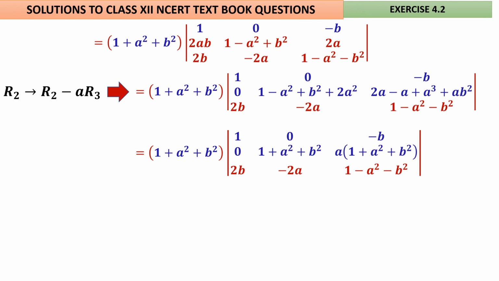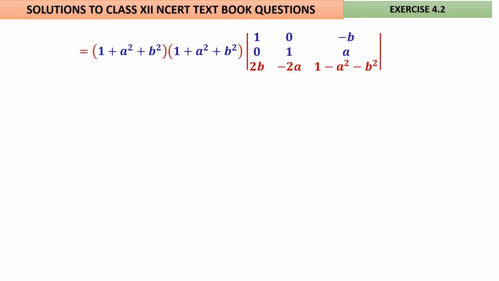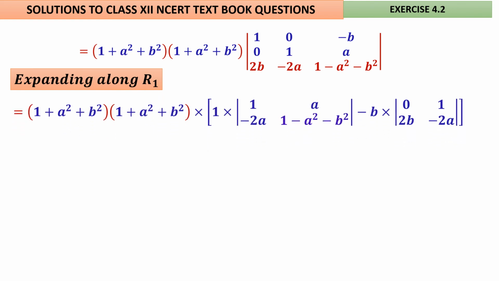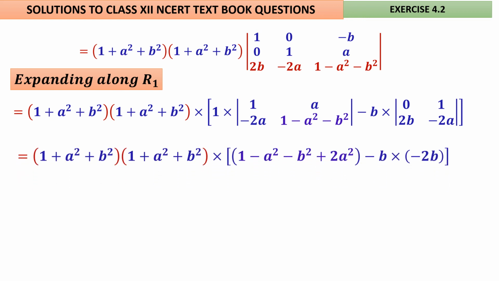From the second row third column element, you can take a outside: a multiplied by 1 plus a square plus b square. You see, automatically it happens. For taking it outside from R2, now you get 1 plus a square plus b square multiplied 2 times left outside the determinant. Continue with this term now. Expand with respect to R1. 1 multiplied by, plus 0 multiplied by, no need to write, minus b multiplied by. I am expanding.